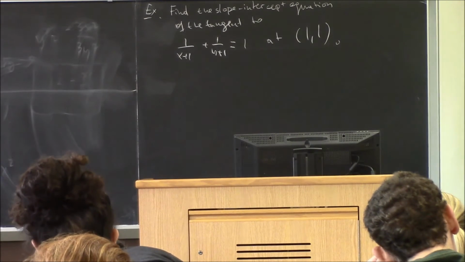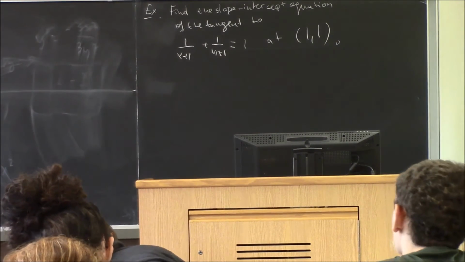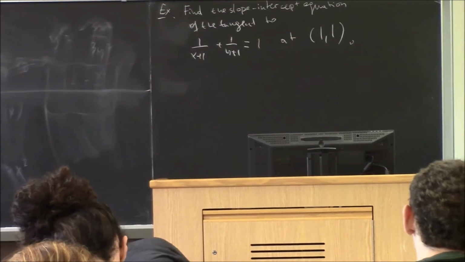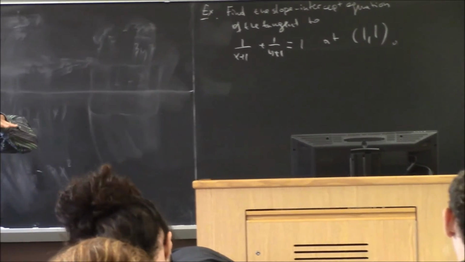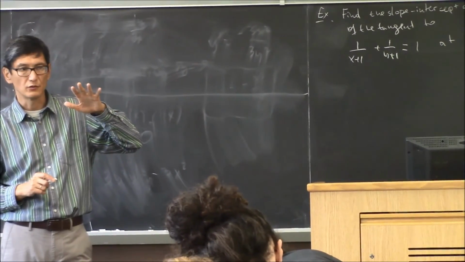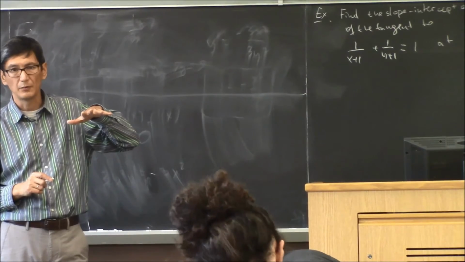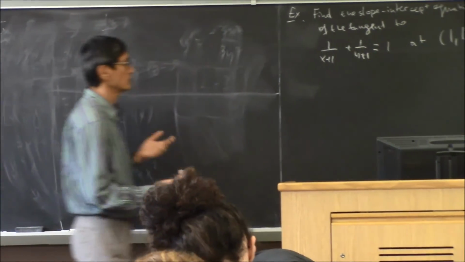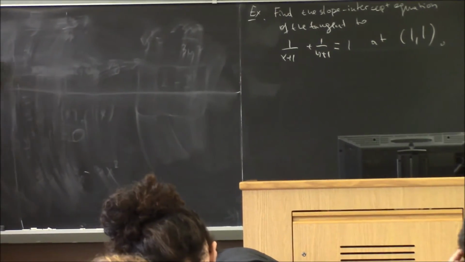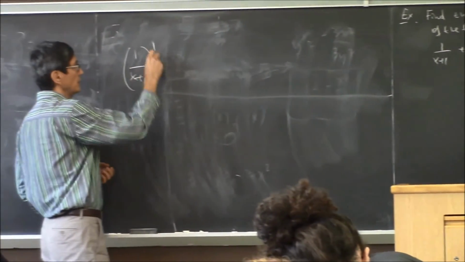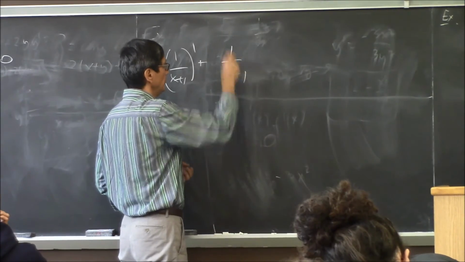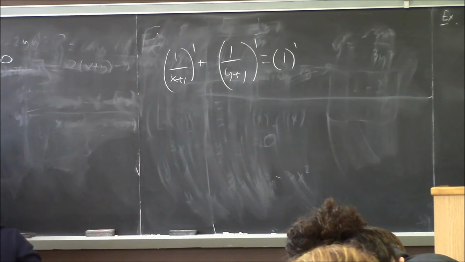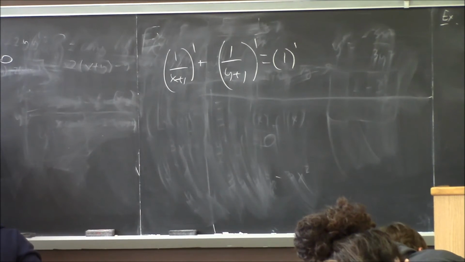So remember our steps to find the equation of a tangent line. We need to find the slope, and to find the slope we take the derivative and plug in the given point. So we're going to find the derivative and plug in the given point to find its slope. We'll do the same thing as we just did a second ago: derivative left equals derivative right.